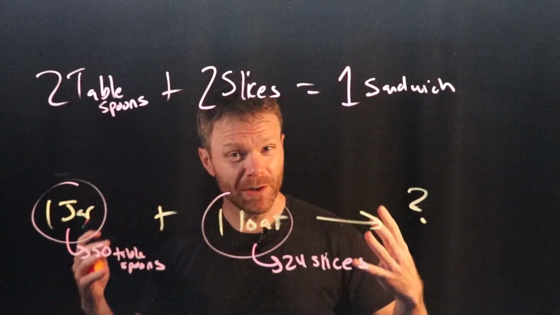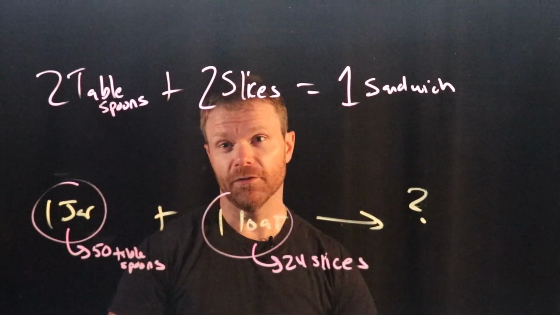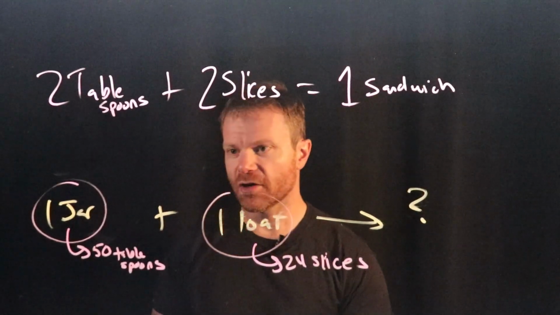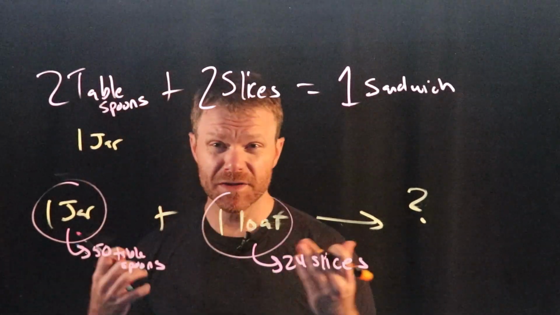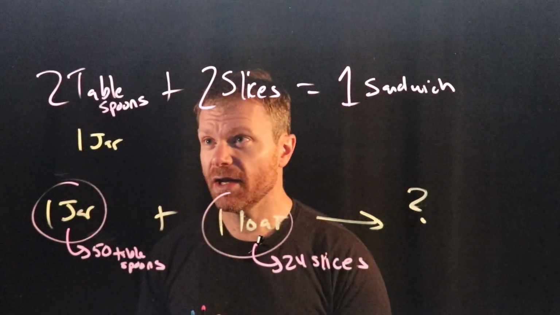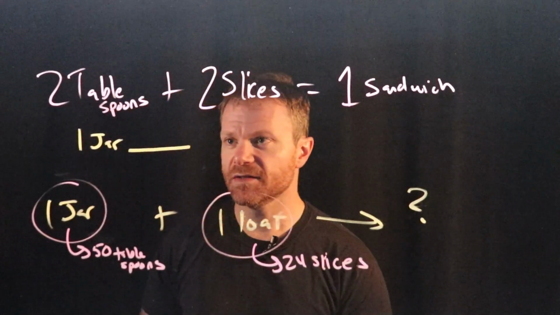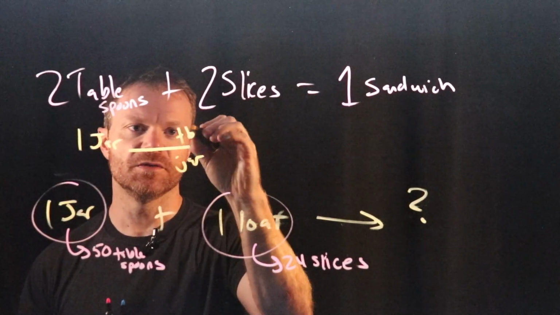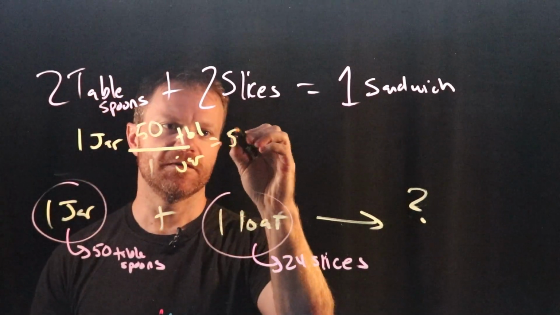Okay, so how many sandwiches can we make from our 1 jar of peanut butter and our 1 loaf of bread? We'll probably have to investigate them both separately. So let's start with our jar of peanut butter. We know that it's 50 tablespoons, right? So how many sandwiches can we make? For instance, 1 jar, we want to get rid of jar, and we want to go to tablespoons, TBL. We know that it's 50 tablespoons to the jar, so that means we have 50 tablespoons.